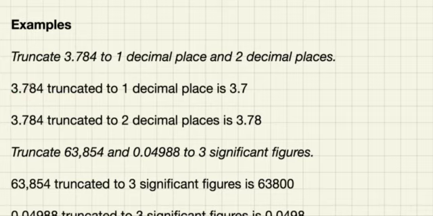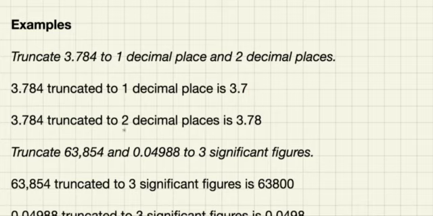If we were to be asked to round this figure, then because this is above 5, this would have increased to 8. So the answer would have been 3.8. But we're not being asked to round, we're being asked to truncate. So all we do is very simply cut it off there and give this answer. So 3.7 would be the answer.